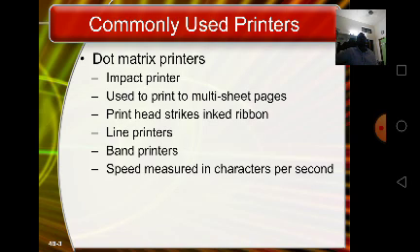The speed of dot matrix printers is measured in characters per second, that is CPS. The slowest dot matrix printers create 50 to 70 characters per second. The fastest printers produce more than 500 characters per second.